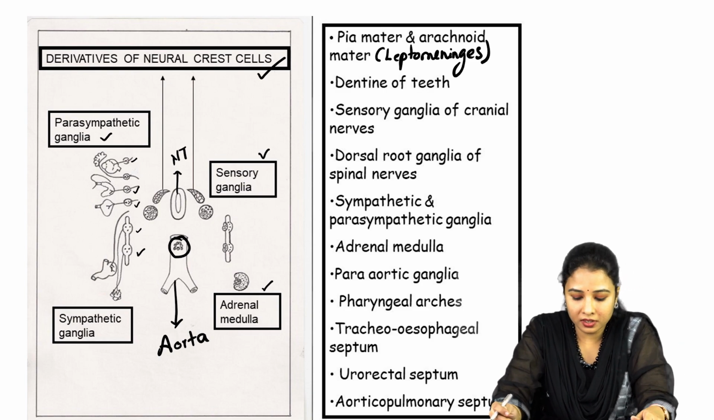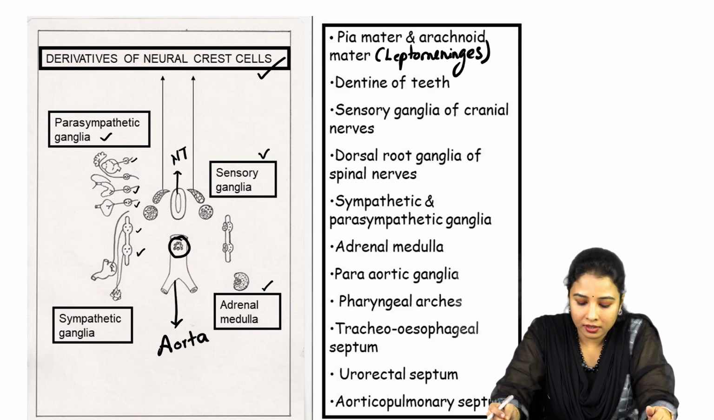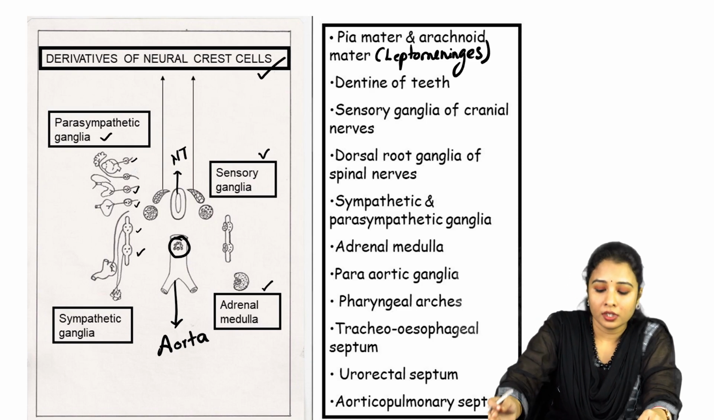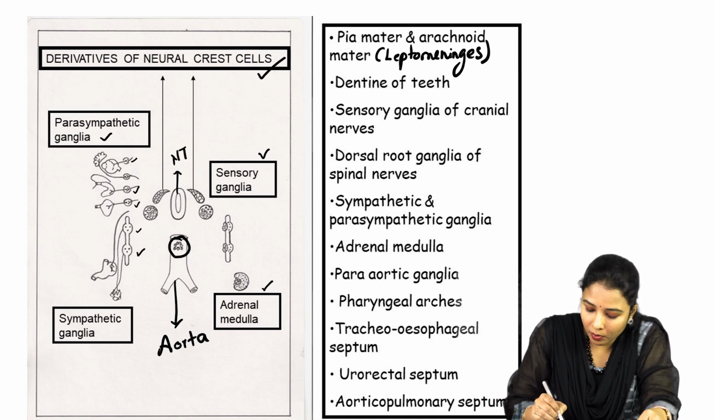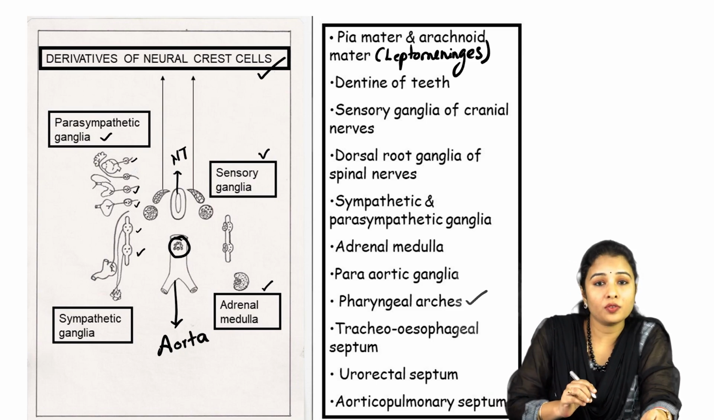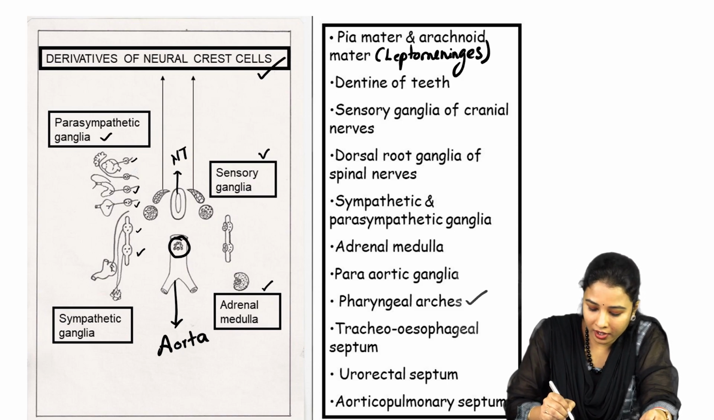So the leptomeninges, dentine of teeth, sensory ganglion of the cranial nerves are derived from the neural crest cells, dorsal root ganglion, sympathetic and parasympathetic, adrenal medulla, para-aortic ganglion, and also mainly the mesoderm of the pharyngeal arches. That is the mesodermal component, intraembryonic mesoderm of the pharyngeal arches, and tracheoesophageal septum. So most of the septa in the body are from the neural crest cells.